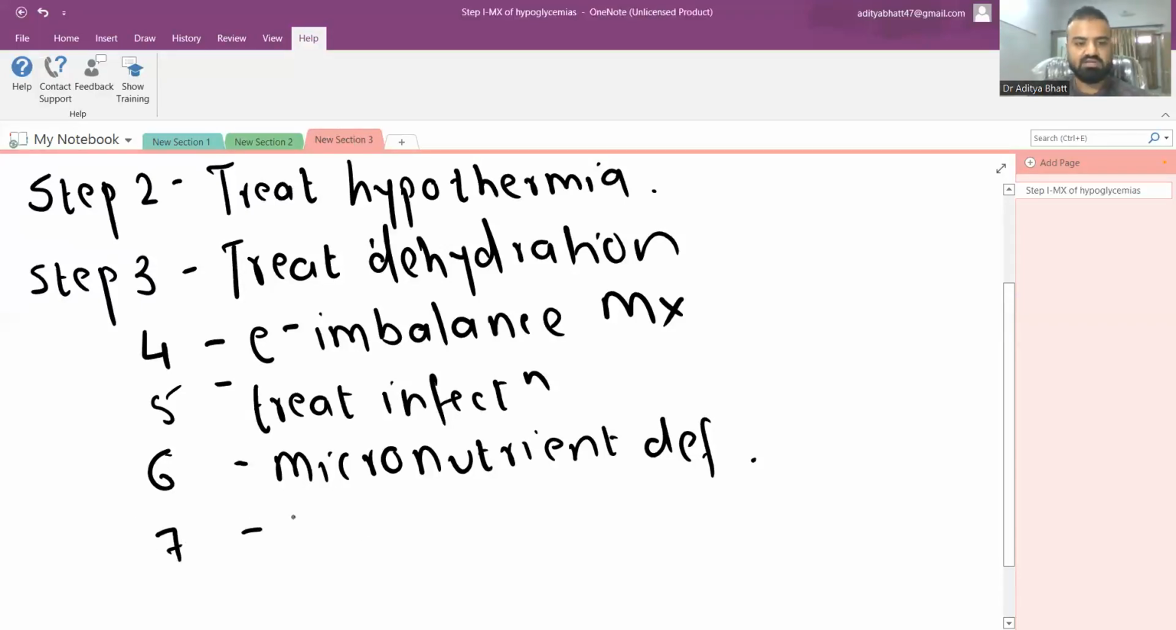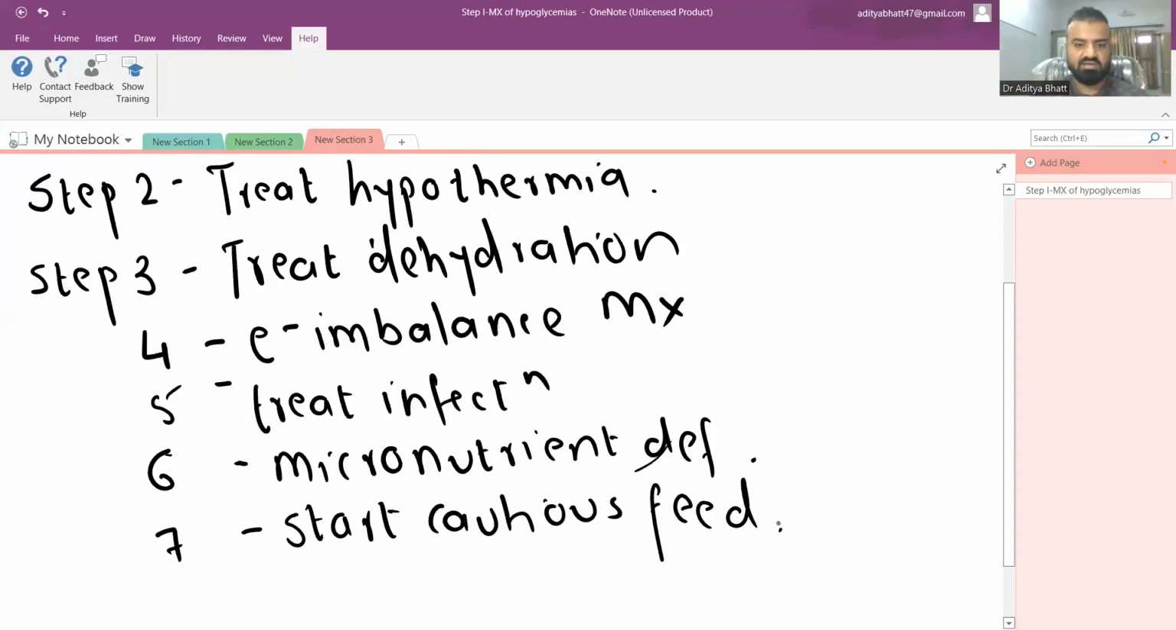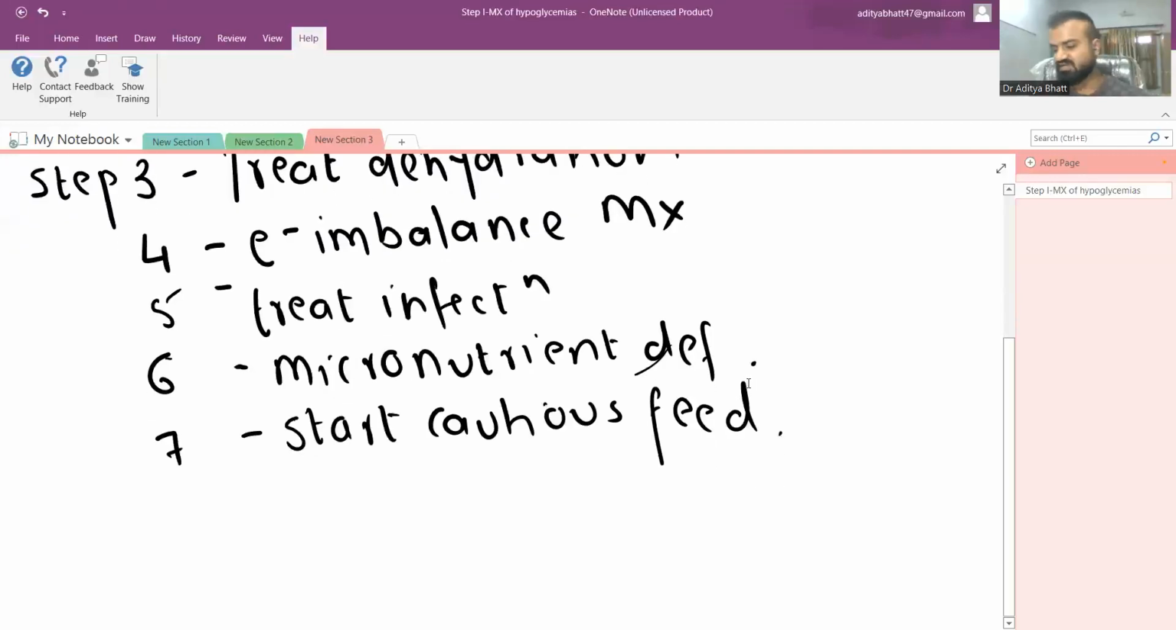Step 7 would be start cautious feeding. Again, go slow. I want to treat the SAM child in a week. Don't do that. Take your time. Start cautious feeding. Slowly grade up as the child tolerates more and more. Then 8, 9, 10 are the steps that you can also give in the home-based setting.